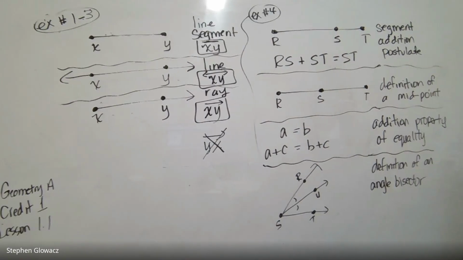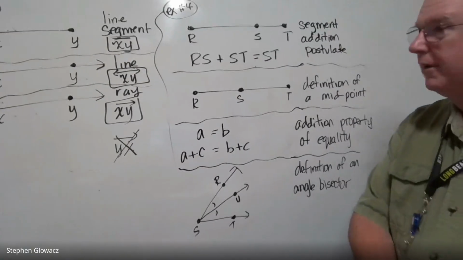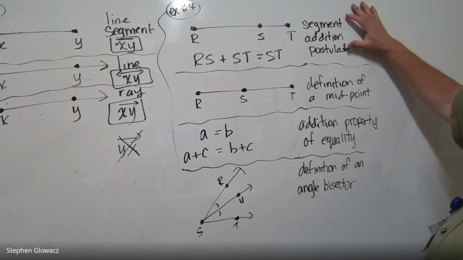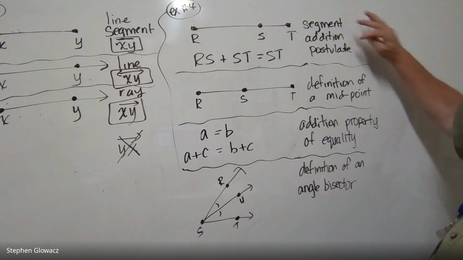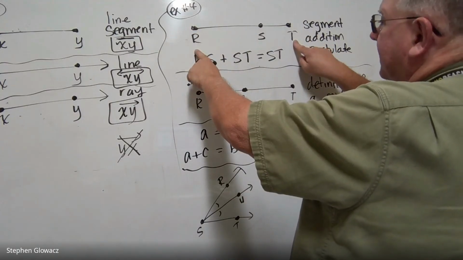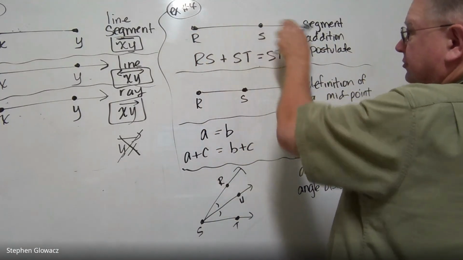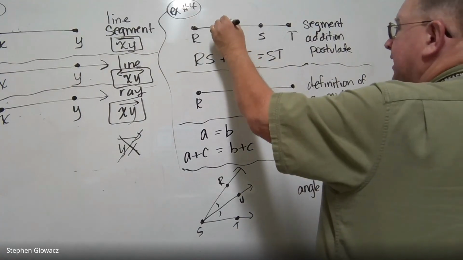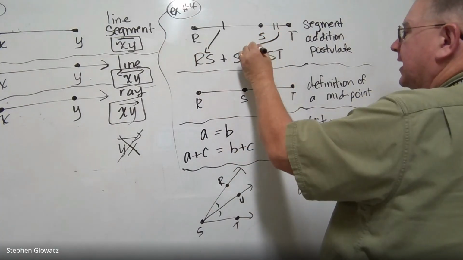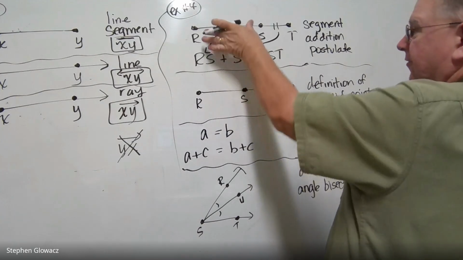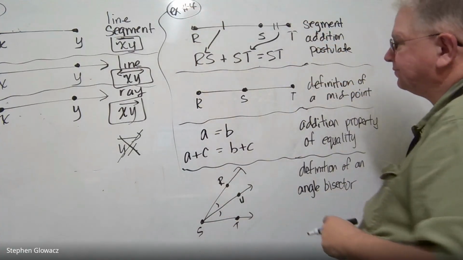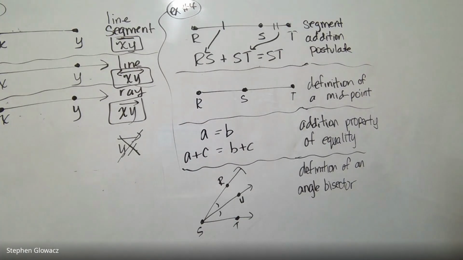Now for problem number 4, we have 4 things we're going to go over. First of all is the segment addition postulate. If we have the big line segment RT and we break it up into 2 smaller segments, RS and ST, then if we add their lengths together, that's equal to the length of the entire segment. That's the segment addition postulate.